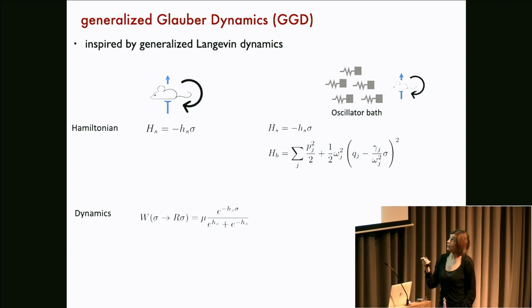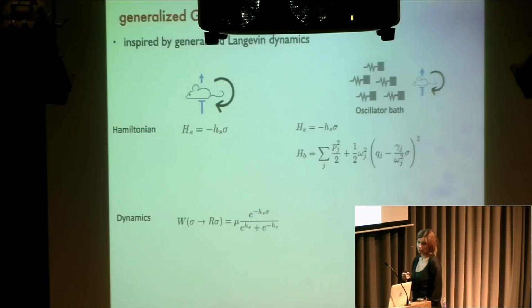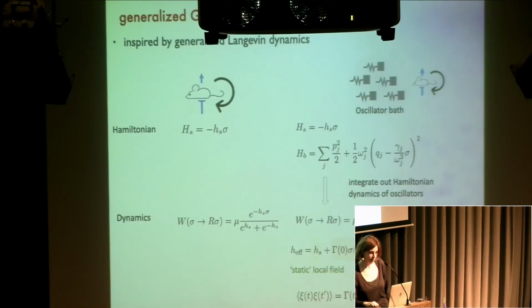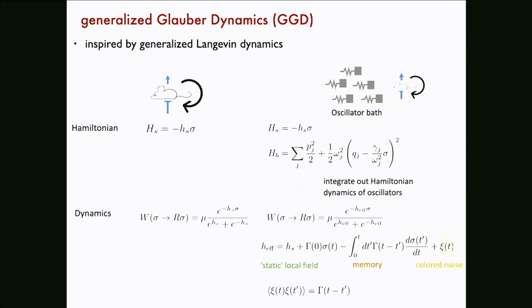And so we take our mouse and we couple it to external degrees of freedom, which we can model as oscillators, and then we integrate out these oscillators. And we find an effective transition probability. So this is, again, on the Glauber example. You can do it in other ways, but you now know why I'm looking at Glauber.